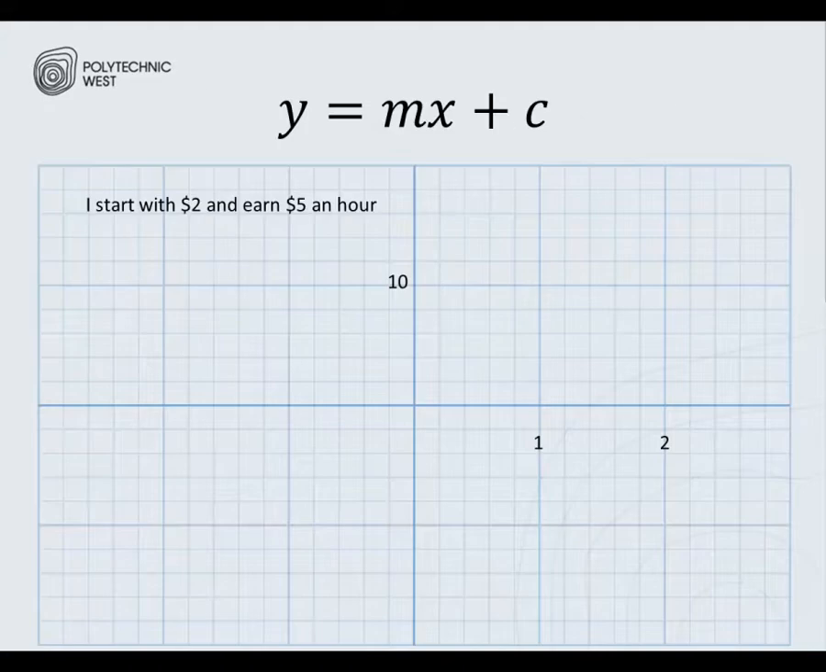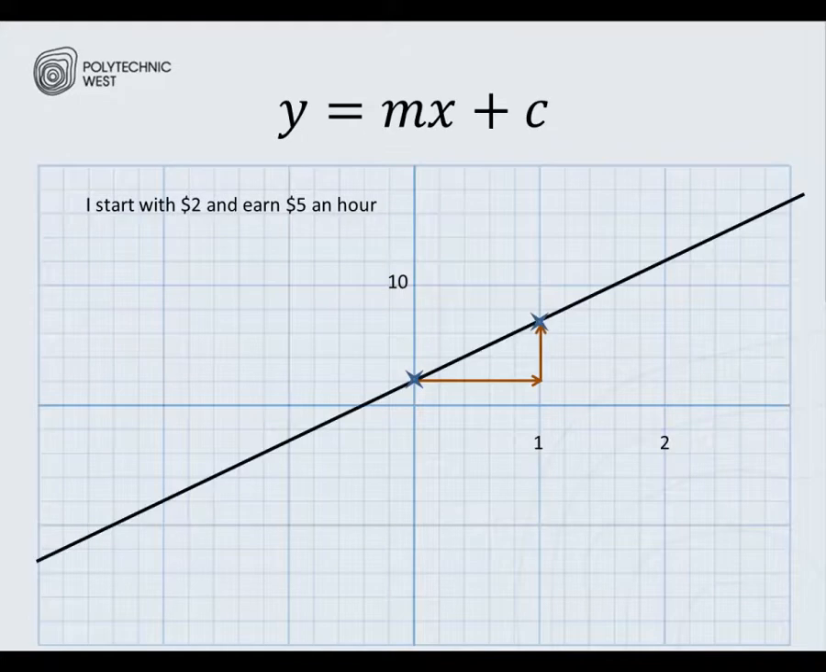Let's draw a couple of straight lines. I start with $2 in my pocket and I earn $5 an hour. So at zero time I have $2, and then I earn $5 in 1 hour. So after 1 hour I have that amount of money and I'll draw a straight line on that. That's a line, a straight line, and it has a linear equation.